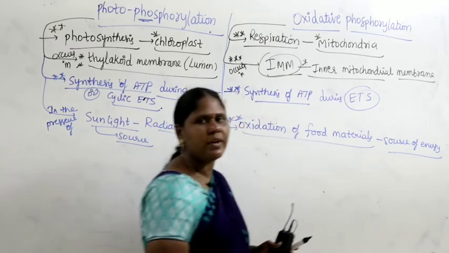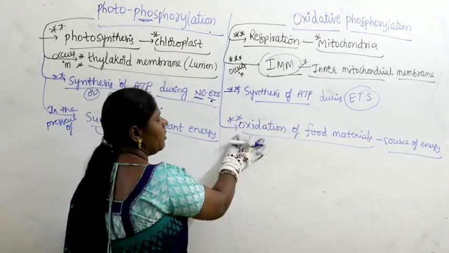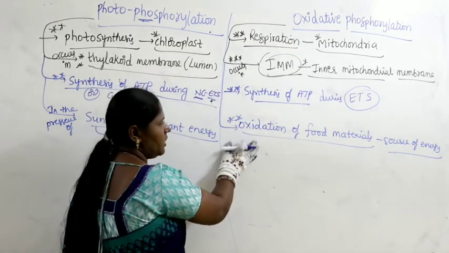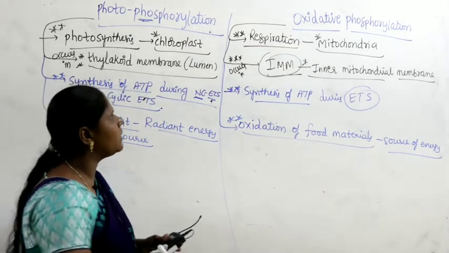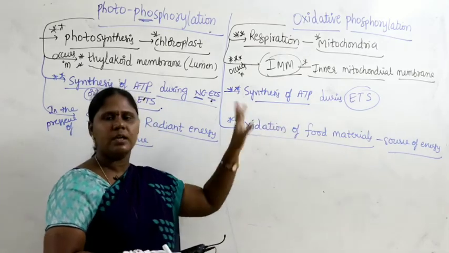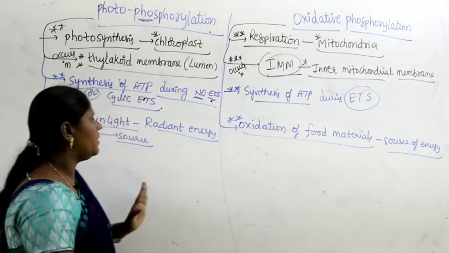Which act as source of energy in respiration? The breakdown of the food at the time of respiration produces energy. That energy, NADPH2 and FADPH2, enters into ETS. In ETS it produces ATP, right.